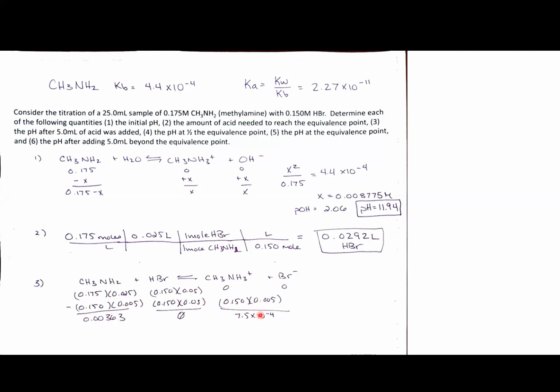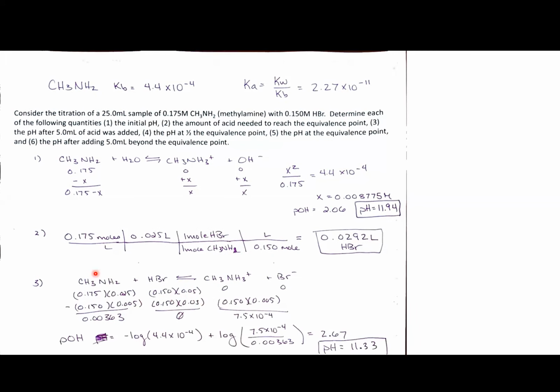So if I know the moles of my conjugate acid and I know the moles of my base, then I can use a version of the Henderson-Hasselbalch equation to get this. And that version is the pOH. You can see here I started to write pH just out of habit. pOH is equal to my pKb plus the log of the concentration of my conjugate acid over the concentration of my base. In a typical Henderson-Hasselbalch, this would be pH is equal to pKa plus log of acid over base.